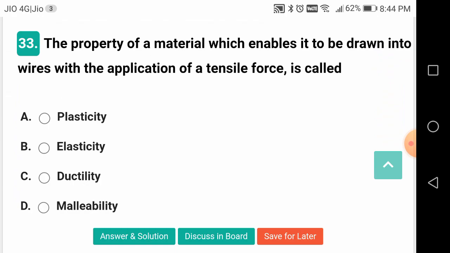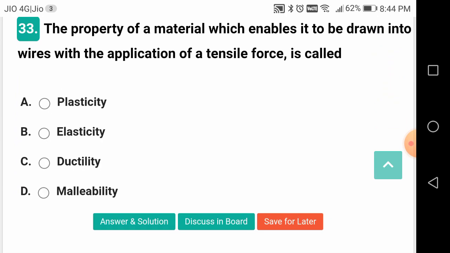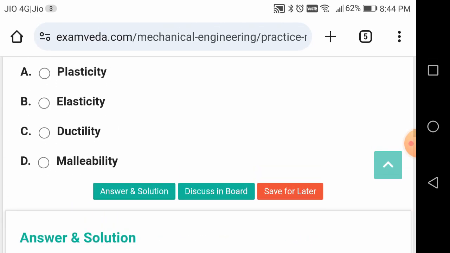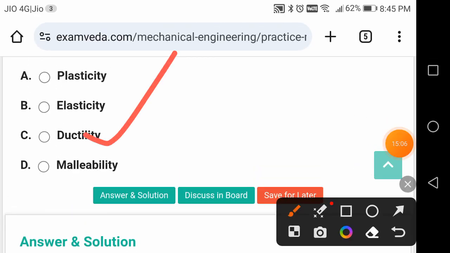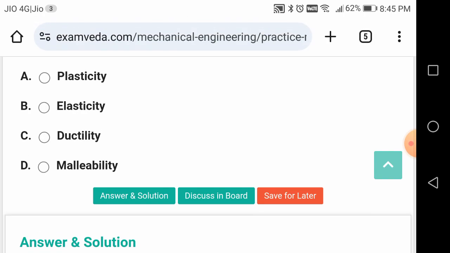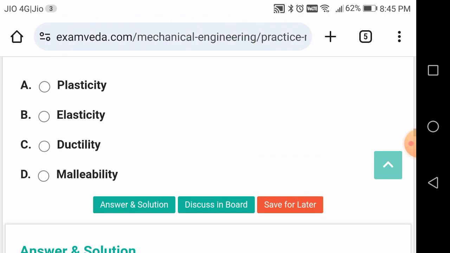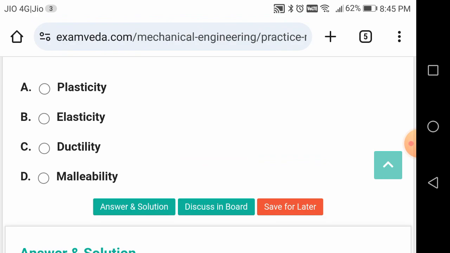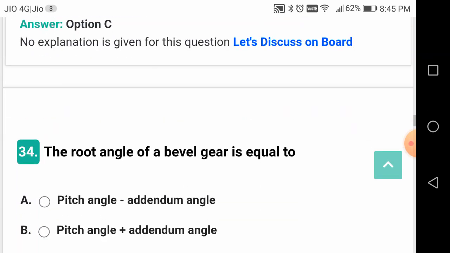The property of a material which enables it to be drawn into wires with the application of tensile force is called ductility. Okay, friends. There is always confusion between ductility and malleability. Malleability is the same thing, but under compressive load. It is used for reducing the thickness of plates by passing the plate between two rollers. The property of being drawn into sheets is called malleability. Plasticity is the ability to retain deformation under the load. Elasticity means the ability to regain its shape after the load is removed. These are the four important properties of any material.